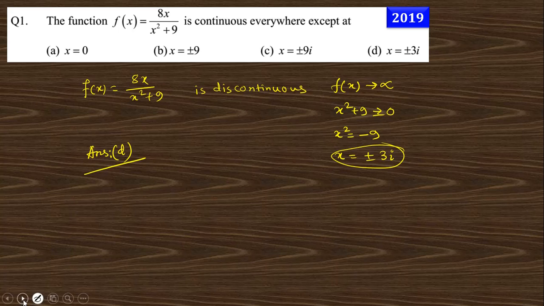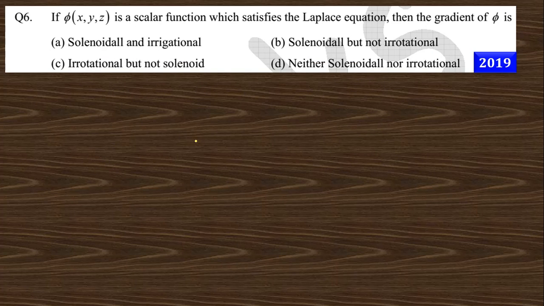Next question. If phi x y z is a scalar function which satisfies the Laplace equation, that means you know the Laplace equation is grad square phi equals 0. What is the grad square? Grad square means divergence of grad phi. This is equal to 0.